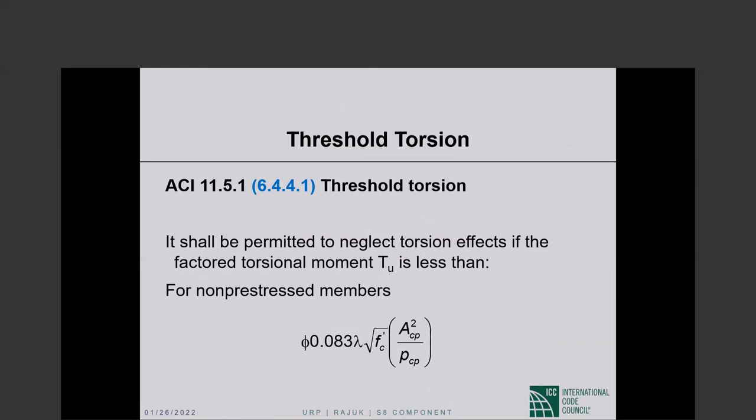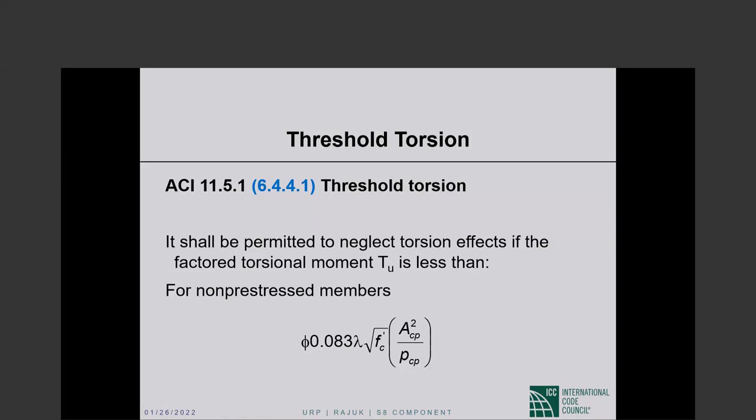And this threshold torsion, this whole concept you have to understand. It shall be permitted to neglect torsion if the factored torsional moment T sub u is less than, for non-pre-stressed members, this expression for the threshold torque. In US units, it's 1 square root of F sub C prime A sub Cp squared divided by P sub Cp. P sub Cp, remember, is the perimeter of the thin wall tube, and then A sub Cp is the area enclosed by that perimeter.